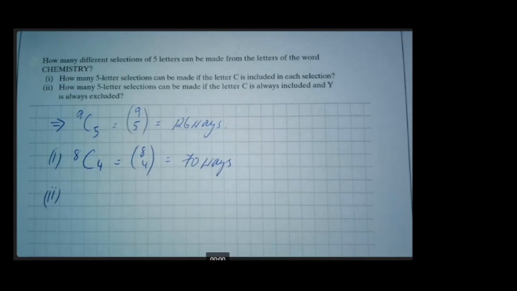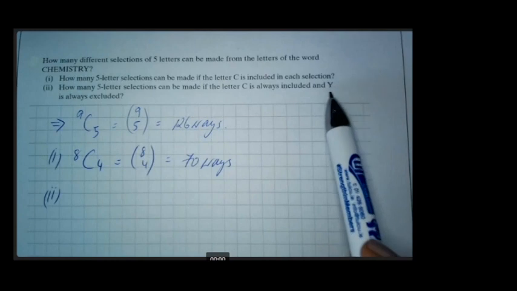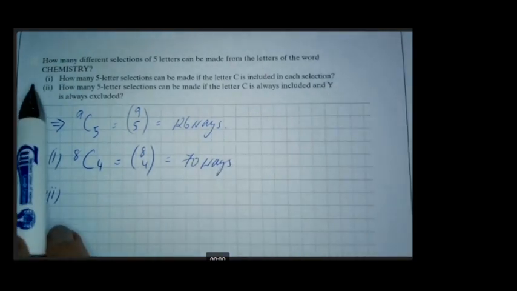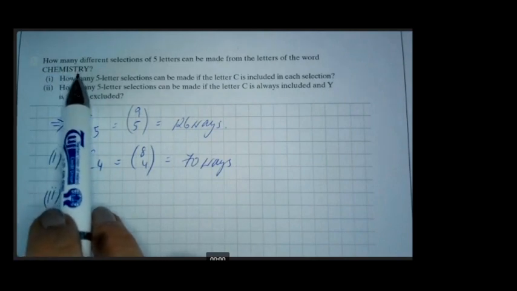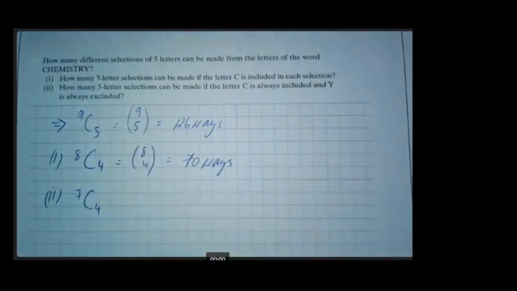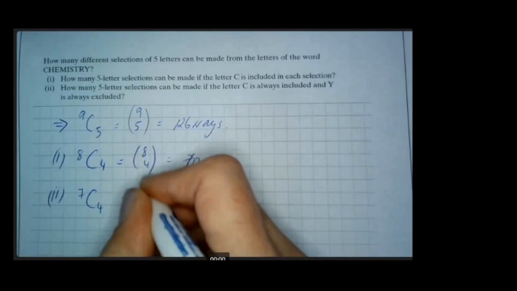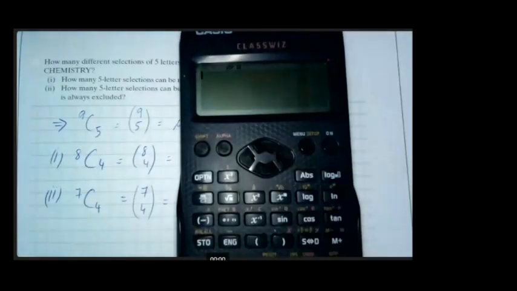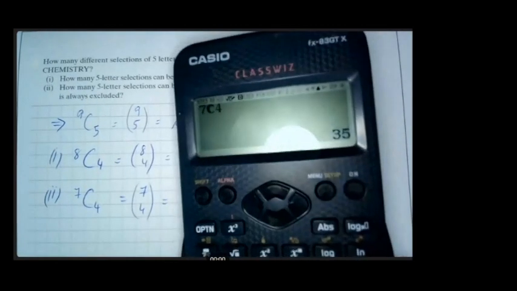But since the C is out of the picture, because we have it already, and now the Y is also out of the picture, because we can't have that, the other letters to choose from are the H, E, M, I, S, T, and R. So that's only 7 letters to choose from, but we still need 4 in the 5-letter selection. The C is in there, we need 4 other letters. So the last part is actually 7C4, which works out to be 35.